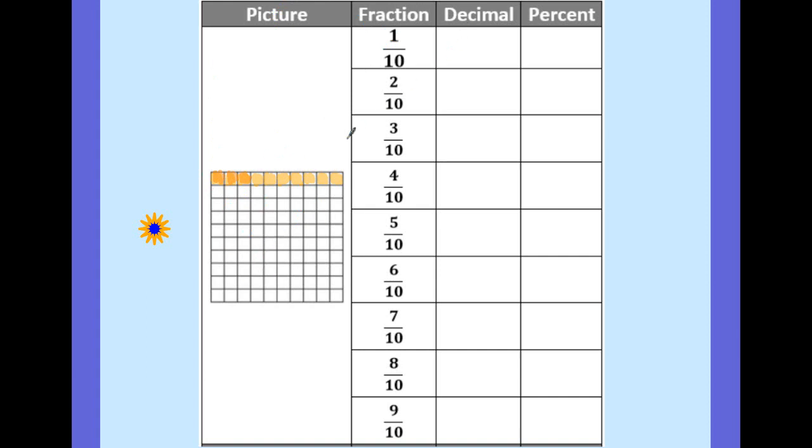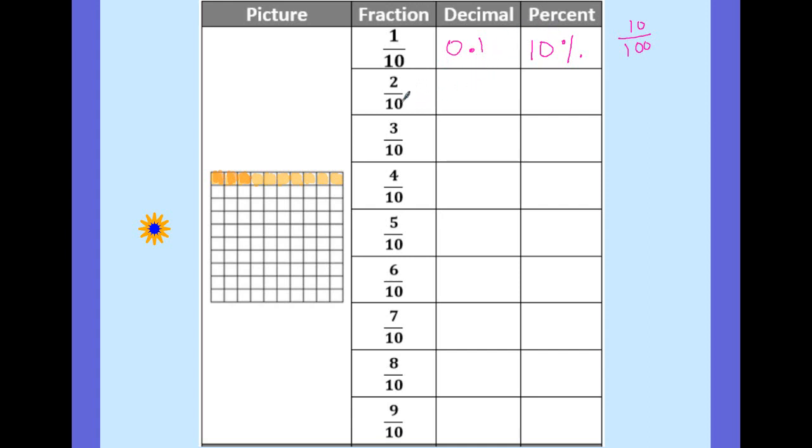For the decimal, you can see that each row is a tenth because there are 10 of them. So I've shaded one row, which is 1/10. And for the percent, I've shaded 10 of the 100 squares. Any number out of 100 can be written as a percent. So 10%. So 1/10 is equivalent to the decimal 0.1 and to 10%.